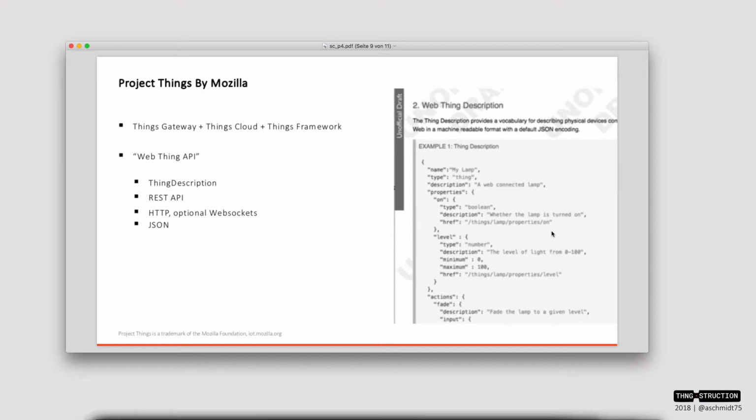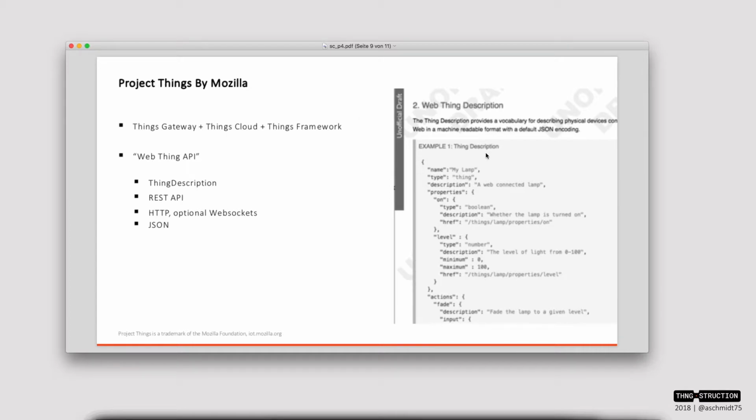Another interesting topic is the project Things, which is driven by the Mozilla Foundation. And they have implemented certain technical things there. It's the Things Gateway, which is a software package that runs on a Raspberry Pi and forms an application level gateway. The Things Cloud to connect to your gateway and devices from the web. And the Things Framework with libraries for implementing, for example, plugins on a gateway or plugins on devices. And they're working on a WebThing API.